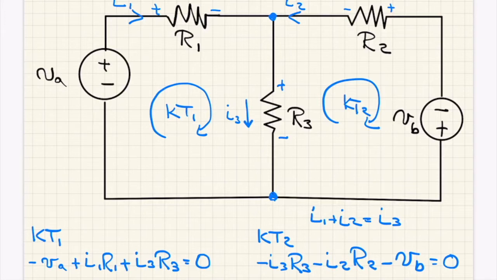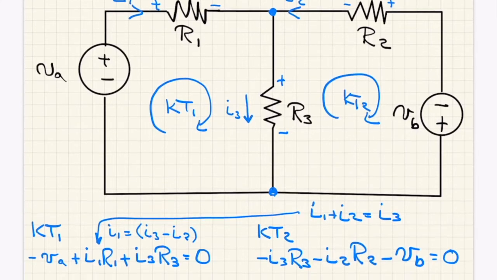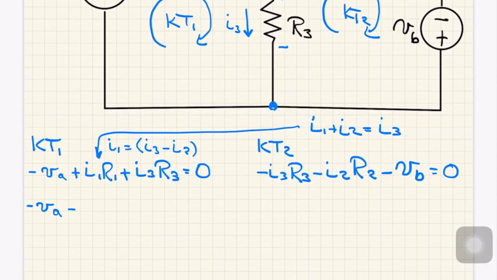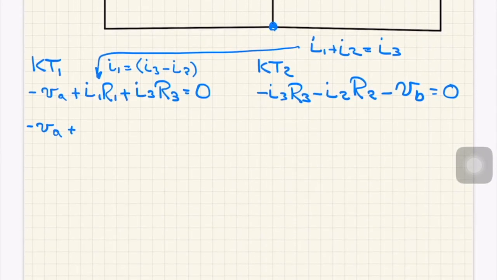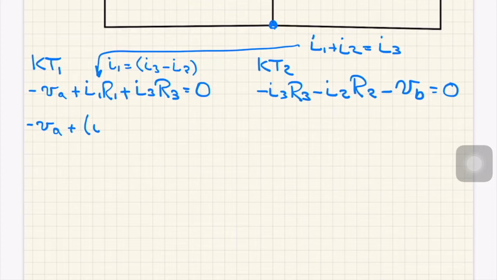But let's say I'm going to substitute for that one on the left. If I look at this equation here and think how it's going to fit in this setting, then I can realize that I1 is going to be equal to I3 minus I2. And I can substitute that into the equation and write minus VA equals, or sorry, plus I1 is substituted in to be I3 minus I2 times the R1 plus I3 R3 equals 0.